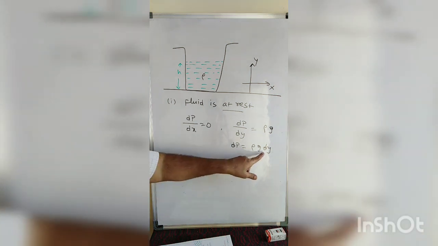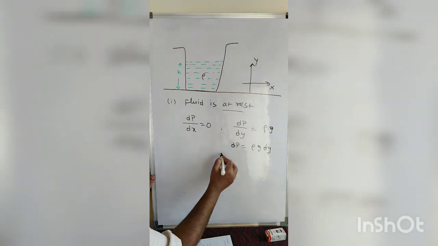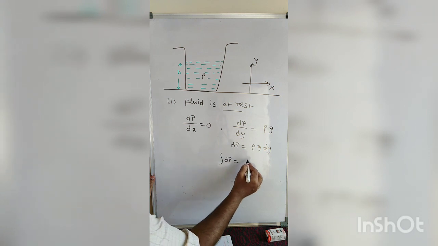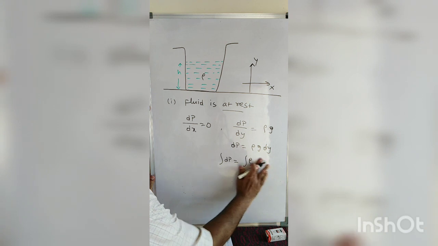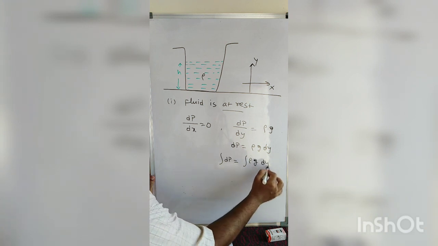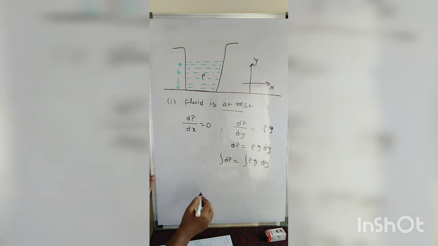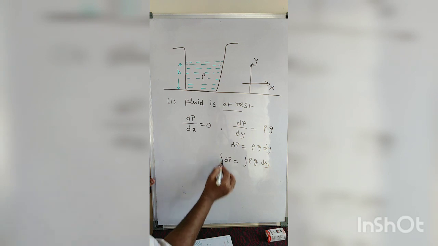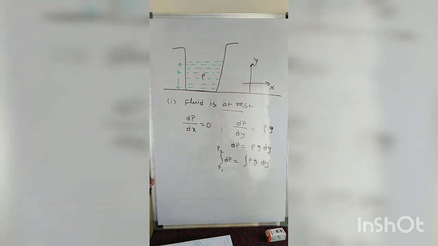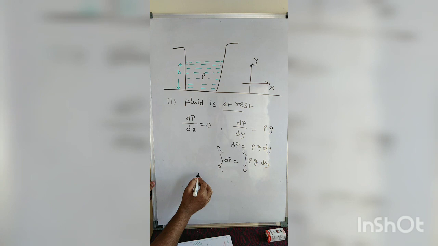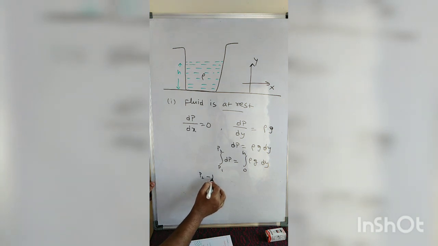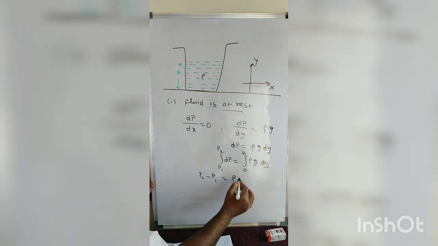If dy is the changeable one, suppose you integrate this: dP on one side and rho g into dy on the other. Let us say the pressure changes from P1 to P2, and y goes from 0 to H. Then if I integrate this, what do I get? I get P2 minus P1 on one side, and on the other side, rho g y.